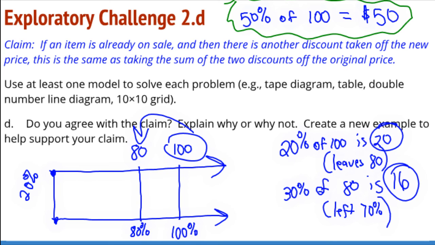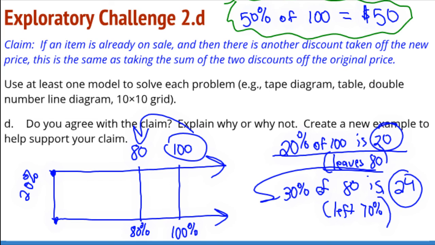No, 16. My goodness, it's not even Friday. That'd be a 24 there. Much better, much better. So 20% of the 100 is $20, which left me with $80. And then I needed 30% of the $80, which was $24, and I would take that off. And that left me with 70% of the $80, which left me with $56. Instead of the $50 that I had up above.